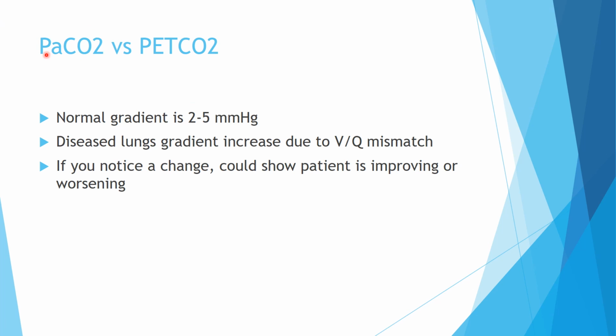So our PaCO2 and our end-tidal, you're going to have a normal pressure gradient between the two of them. It's normally 2 to 5. Differences in this are usually caused by lung disease. If you see this number being a lot higher, it's because you're having a problem with VQ mismatch. Maybe there's a shunt, or ventilation without perfusion, or perfusion without ventilation. If you notice a change, it could show the patient's condition is worsening. Maybe it's improving though. Hopefully it's improving.